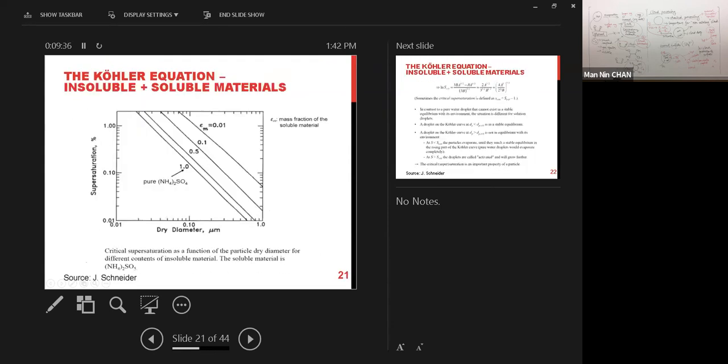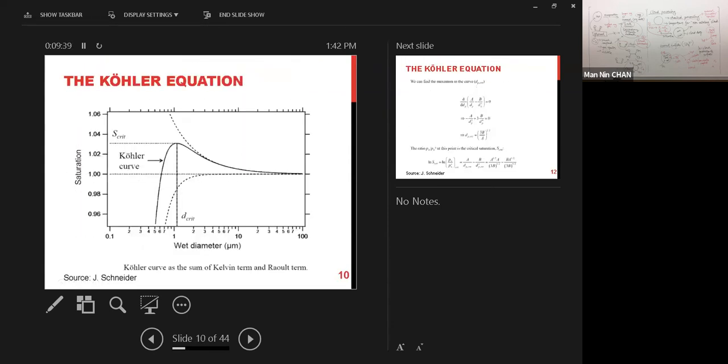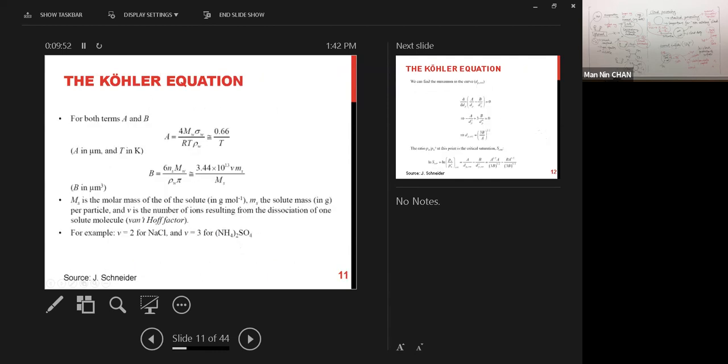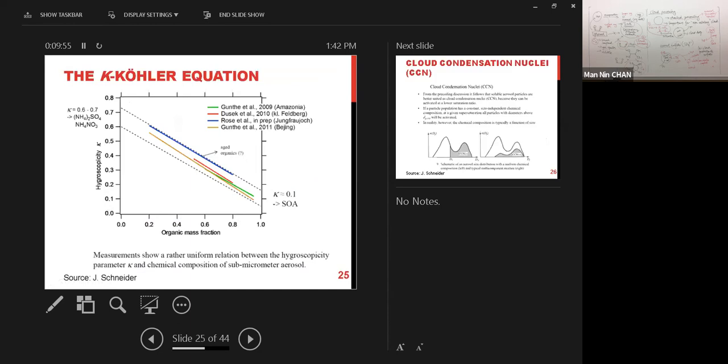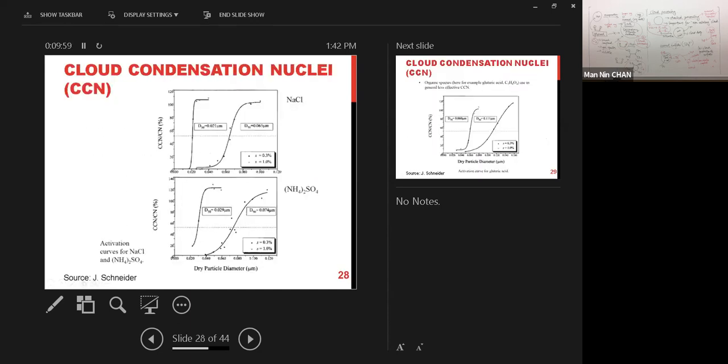Because the idea is, when your particle size is just right below your critical diameter, you will not activate. But when you are above your critical diameter, you just activate here. So therefore, you will see a graph like this. Once you're above your critical diameter, then you just activate. So therefore, they determine the size called the D50. They use this 50% activation to determine the critical diameter at a different supersaturation. So this is how people determine the activation diameter, the critical diameter, at a different degree of supersaturation in the laboratory.